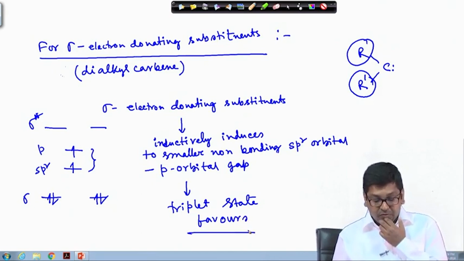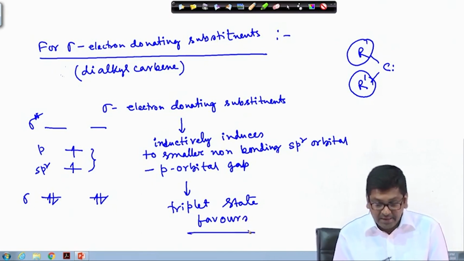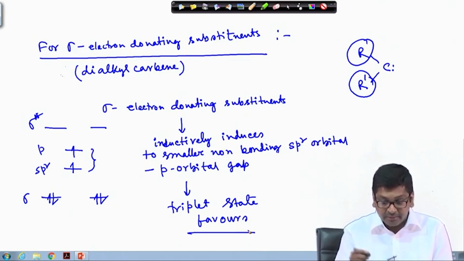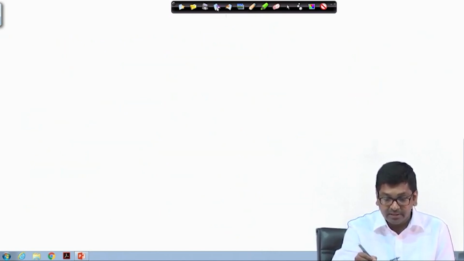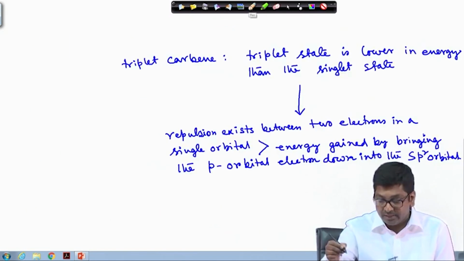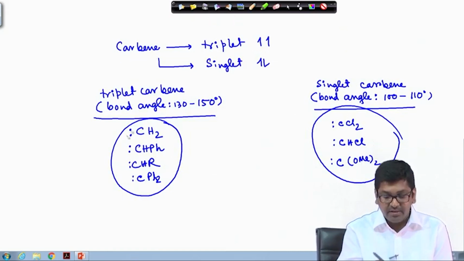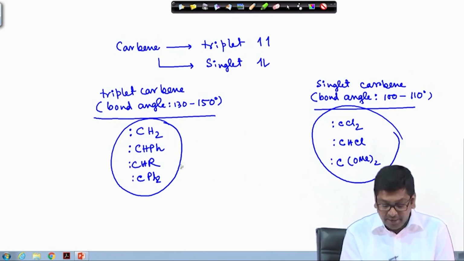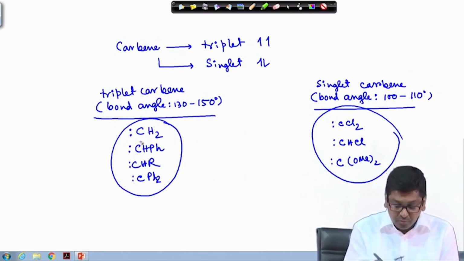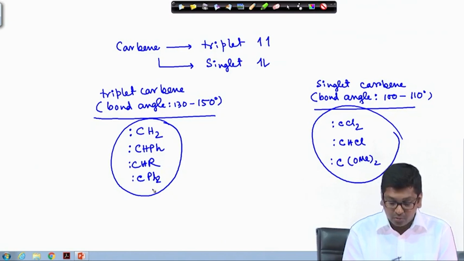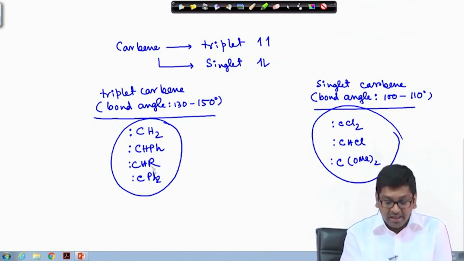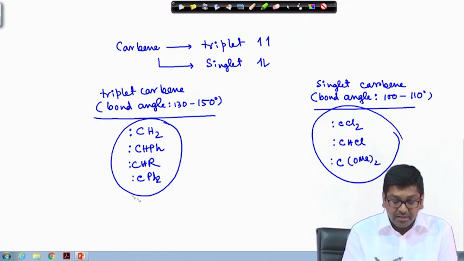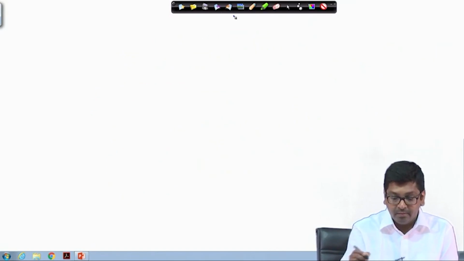Okay. If you see in our previous slide, there we have shown, as per example, that triplet carbenes are all like this: the parent carbene molecule CH2 carbene, CHPh, or the alkyl group carbenes, those actually stay as triplet carbenes. Okay.